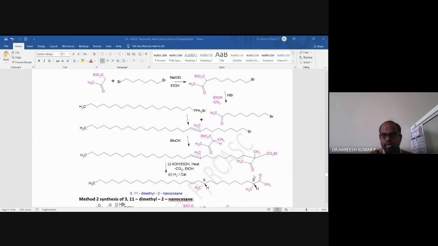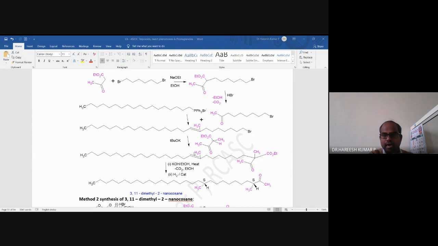Again, this product is treated with KOH. What will KOH do? It's a base, and you know that this is an ester. The ester is hydrolyzed, and ethanol will be the byproduct. The obtained acid on heating undergoes decarboxylation. Carbon dioxide is going out. That means this complete group will go out and convert this into a proton. Then this will be the product.